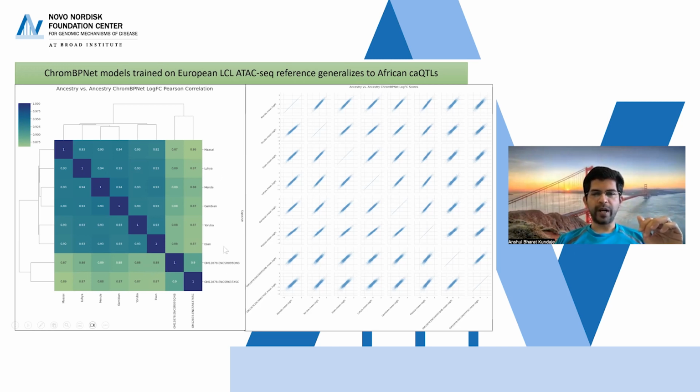So if you predict within African populations, like you train a model on the African data and you predict on the African data, you get certain correlations. And if you train on the European model and you predict in African individuals, you barely get any drop, right? So this is telling us that the underlying biology between Africans and Europeans is the same.